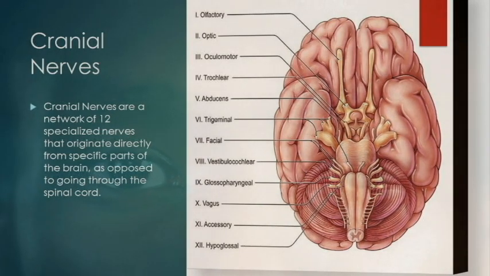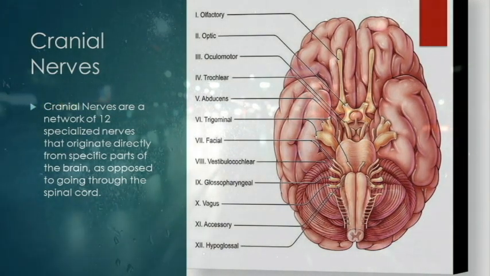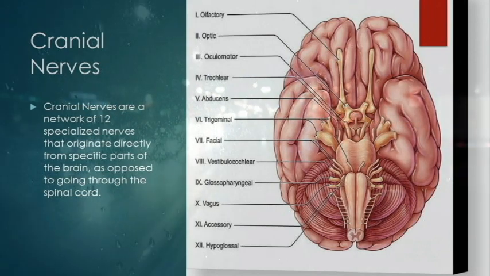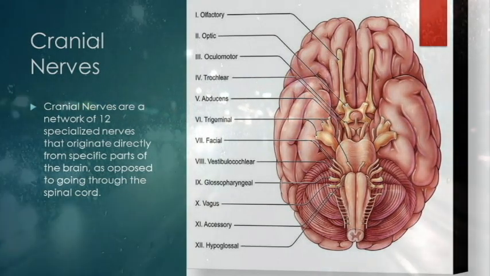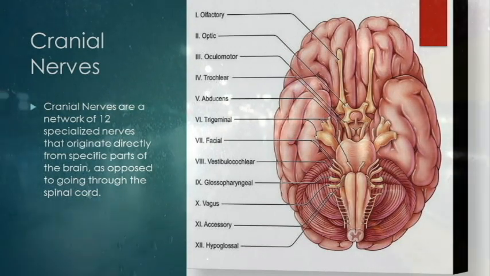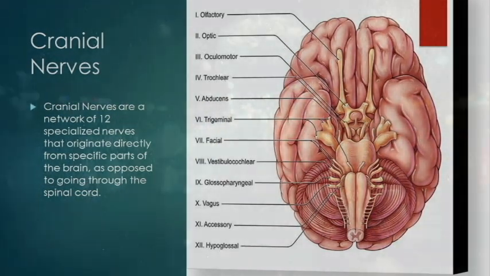carry out essential functions. The cranial nerves are really a set of nerves that originate directly from different areas of the brain, as opposed to coming through the spinal cord. They exit the skull through various openings and innervate different parts of the head and face and neck. Each cranial nerve has its specific pathway and territory of influence. So the cranial nerves can be categorized based upon their function. Remember, there's 12 overall, but we can break it down a little bit simpler.